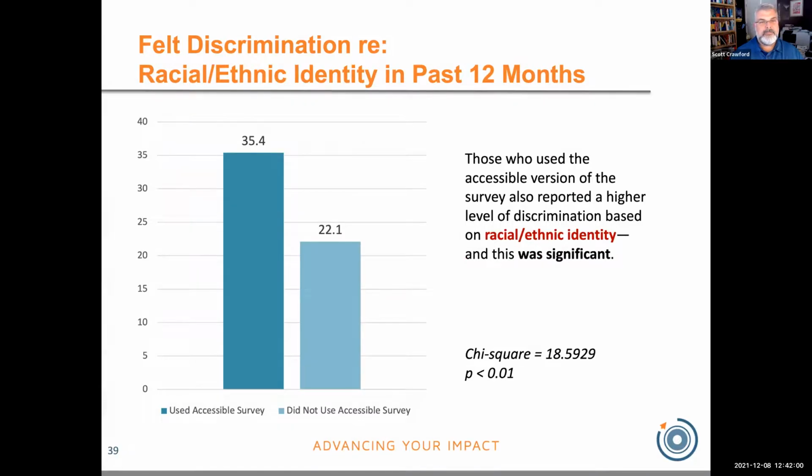Looking at racial and ethnic identity, and again, these are people who use the accessible survey version, they felt that they had a higher rate. They had discrimination or felt discrimination about their racial or ethnic identity in the past 12 months. So there is something happening there too. It's not just people who are disabled.